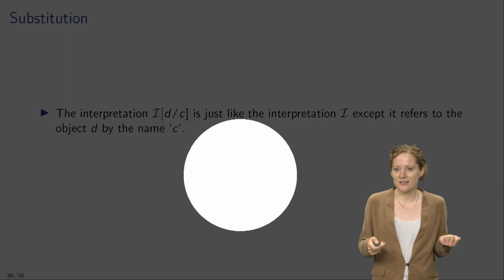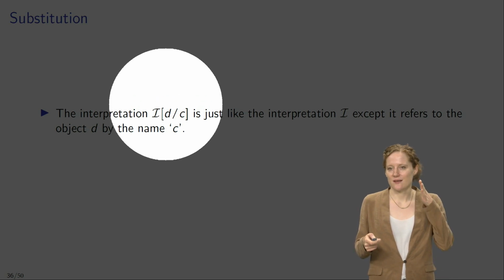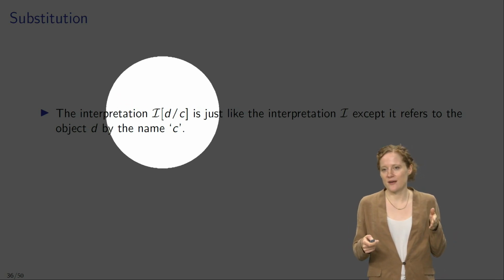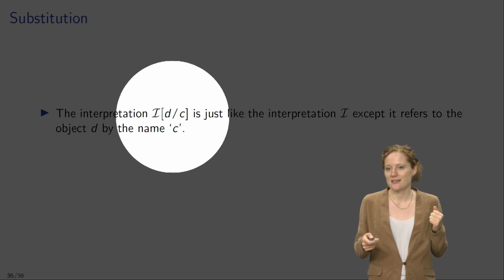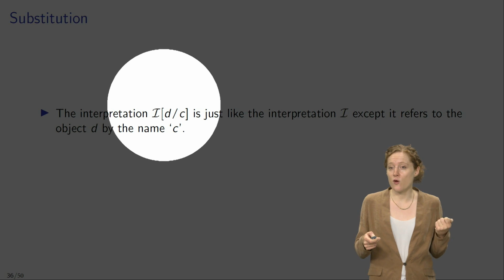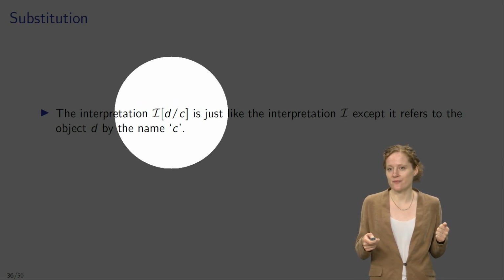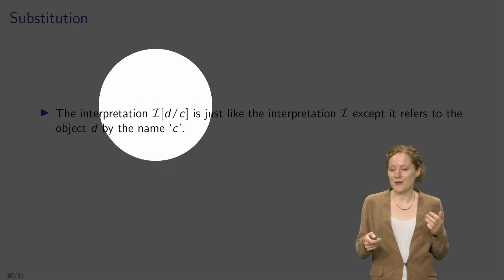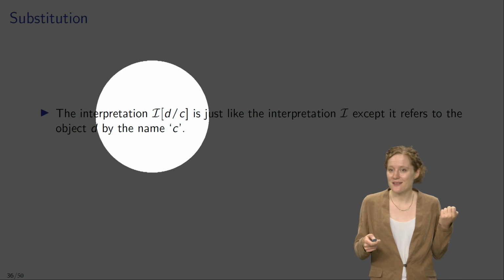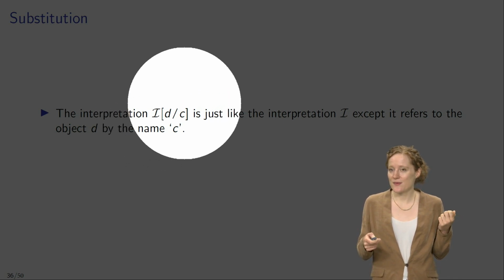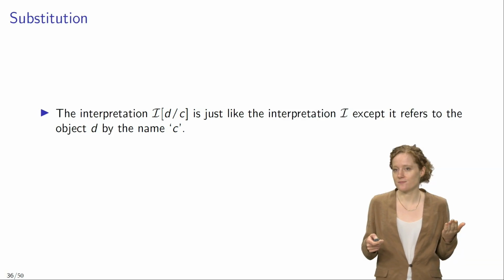So if you look at this sequence of symbols here, the capital I followed by the square brackets and then D/C inside the brackets, that is the name for an interpretation. That whole thing refers to an interpretation. And what we know about this interpretation is that it is exactly like the interpretation I, except that it uses the name C to refer to the object D.